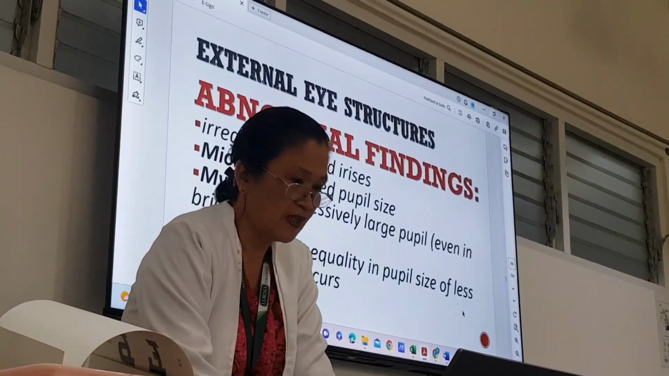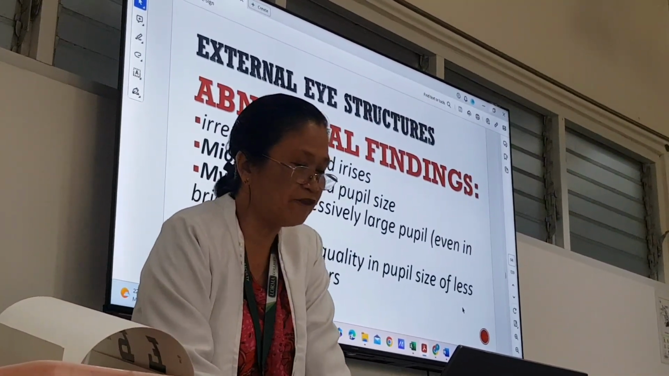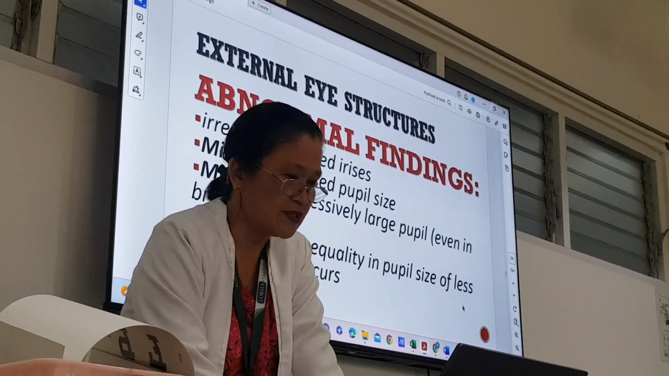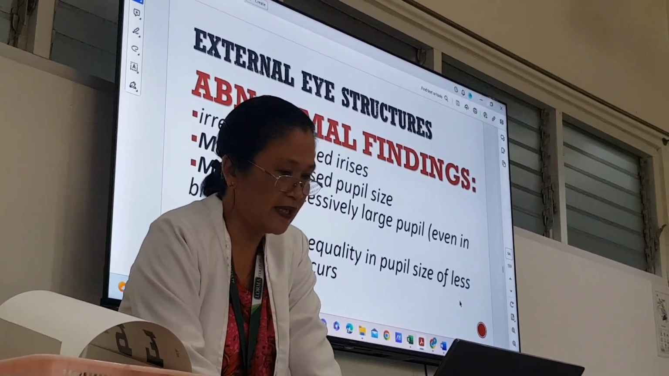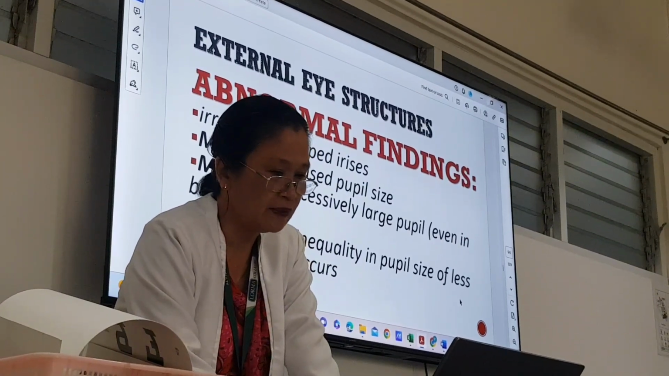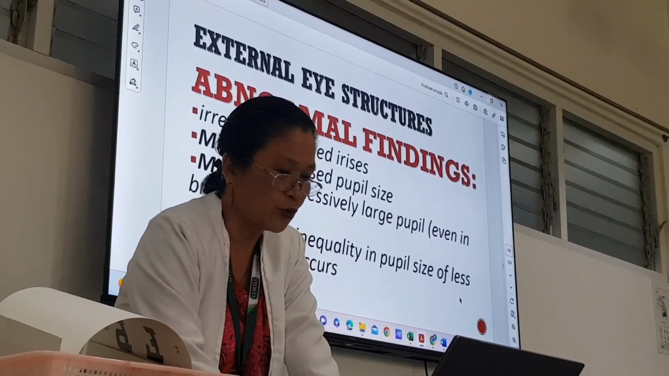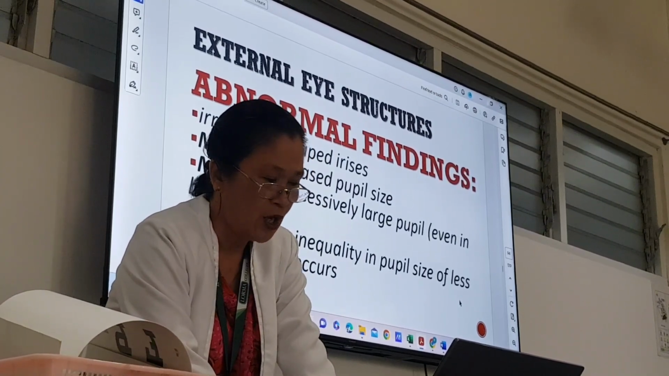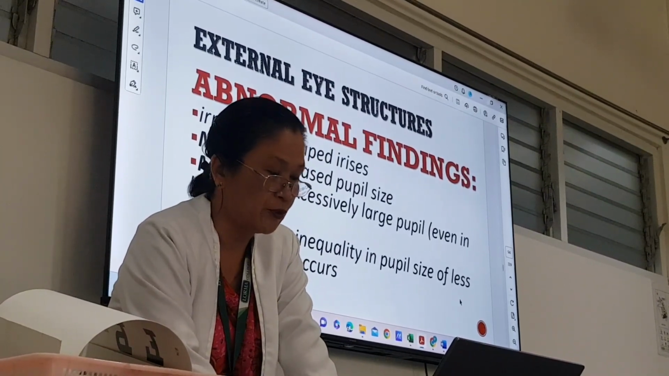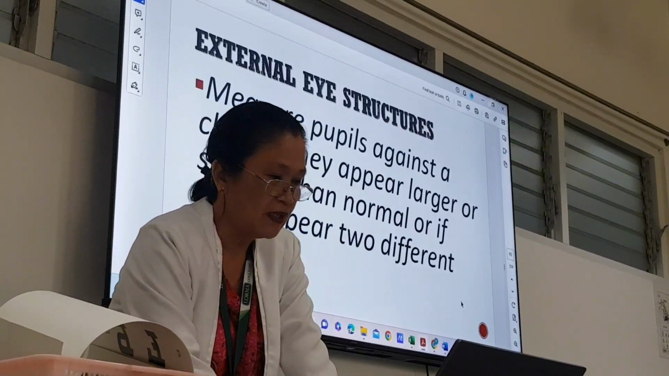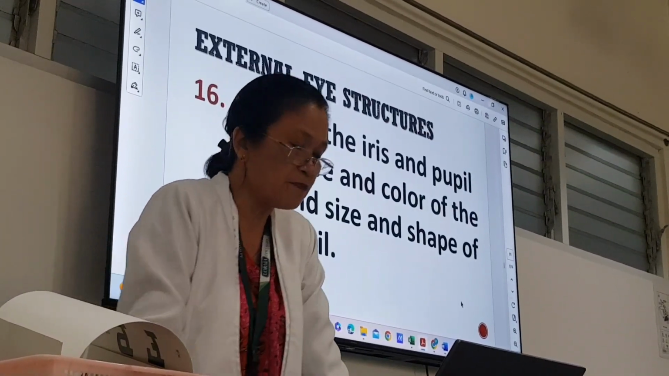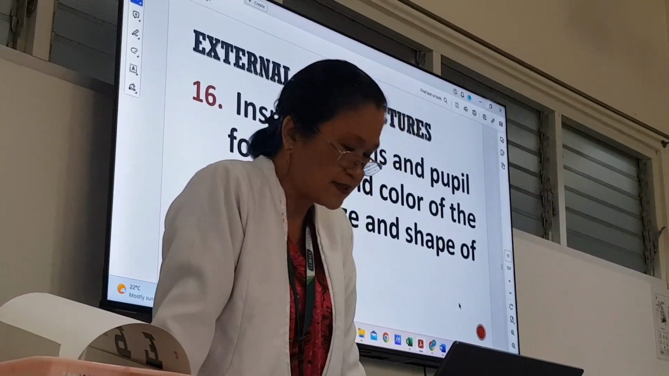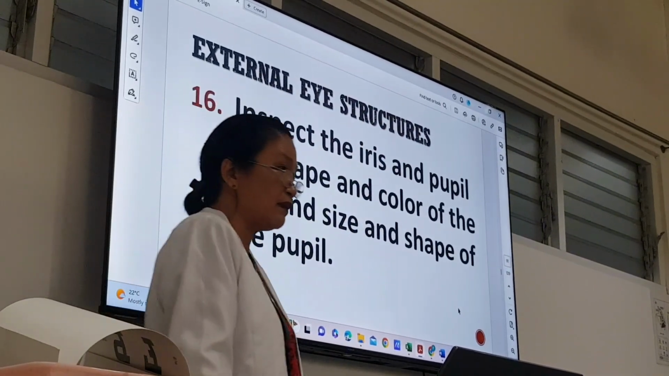Okay. If there are abnormal findings: irregular shape irises; miosis, decreased pupil size; mydriasis, excessively large pupil, even in brightness; anisocoria, inequality in pupil size of more than 0.5 mm. So, how are you going to inspect the iris and pupil for shape and color of the iris and size and shape of the pupil?